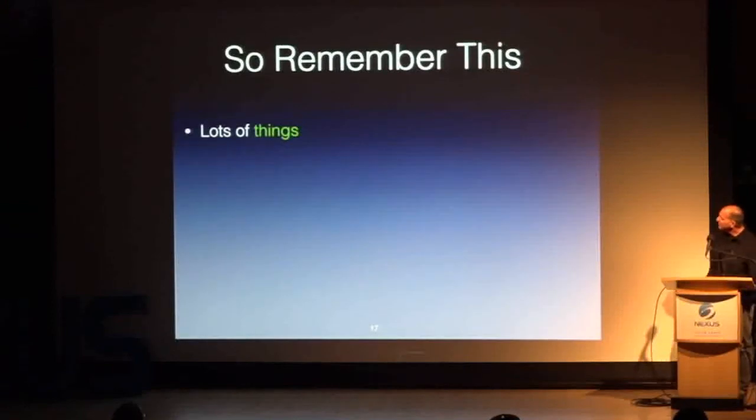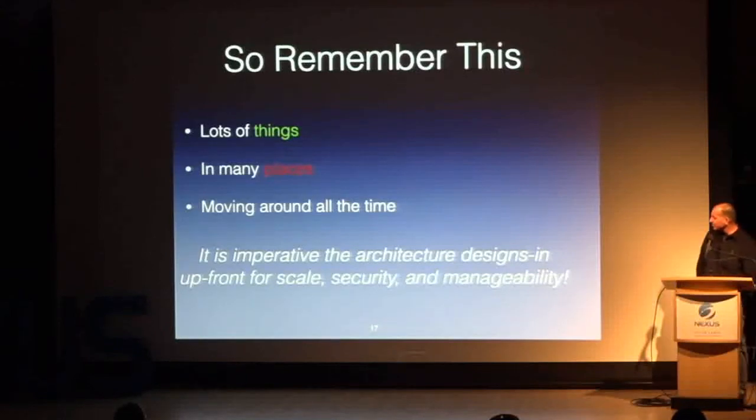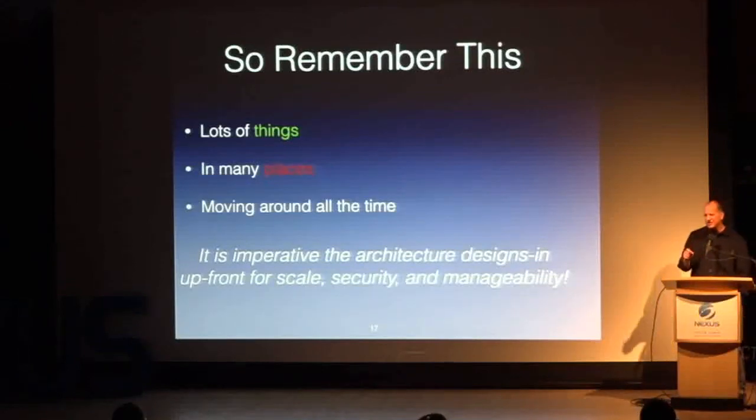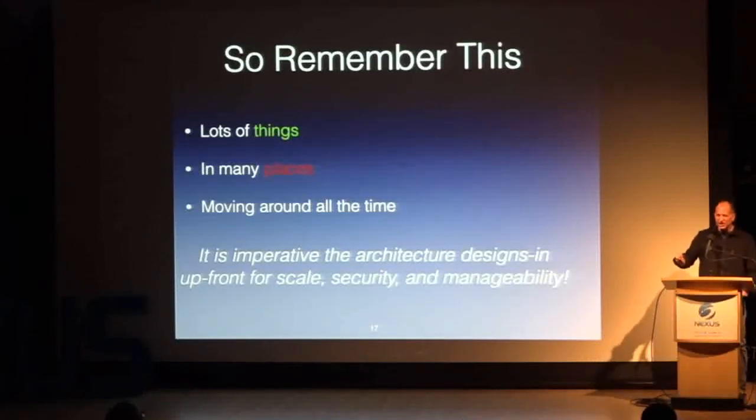So remember this. There's going to be lots of things out there in the future. They're going to be in many places. They're going to be moving around all the time. And it is imperative that the architecture designs in up front for scale, security, and manageability. That might be tongue-in-cheek, but the world's going to get a lot more complicated. But the demand from the users is that the internet is just like plugging your power outlet into the wall. Whenever you plug your plug into the wall and you don't get electricity, you are super shocked. That should never happen. And people are feeling that way with the internet today. It must always work. And you want to be able to have movement.